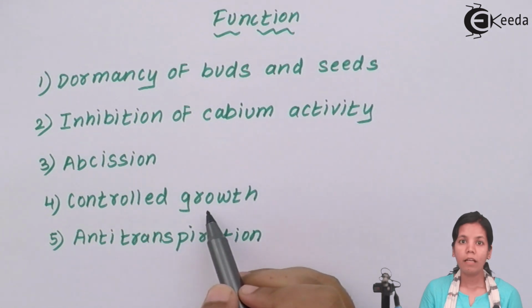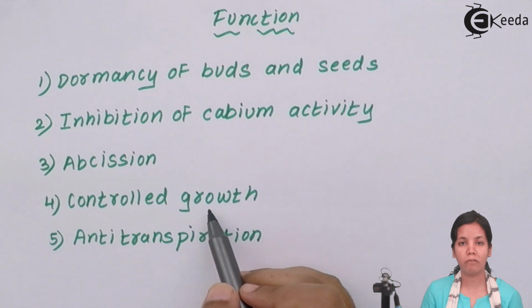Control growth. This is the hormone that is responsible for regulating the growth of a plant, or keeping in check the growth of a plant to a certain extent. Obviously, you don't want a plant which is 1000 meters long. You want a plant of a certain height, even if it survives for 100 years.